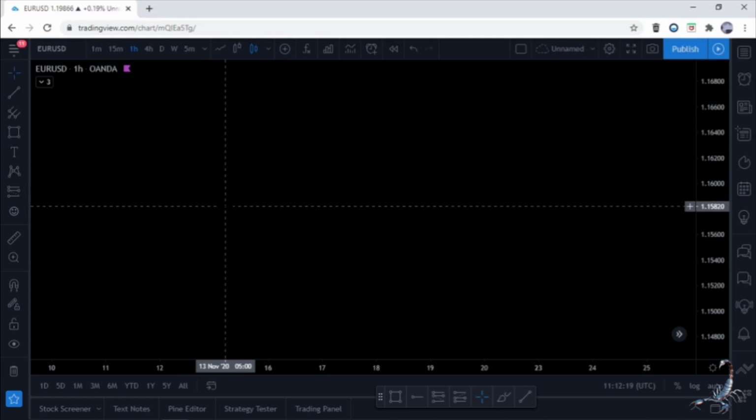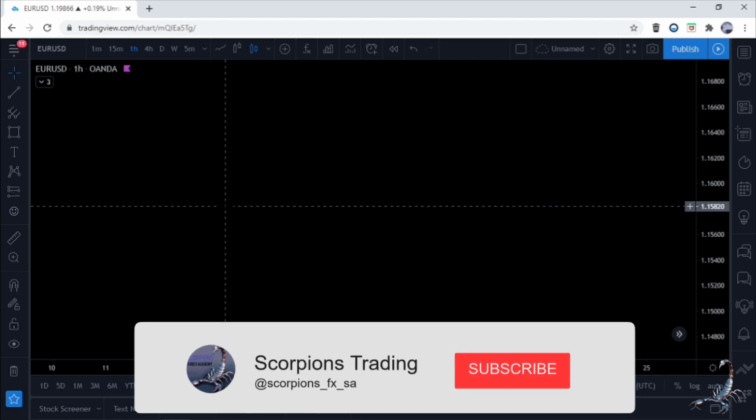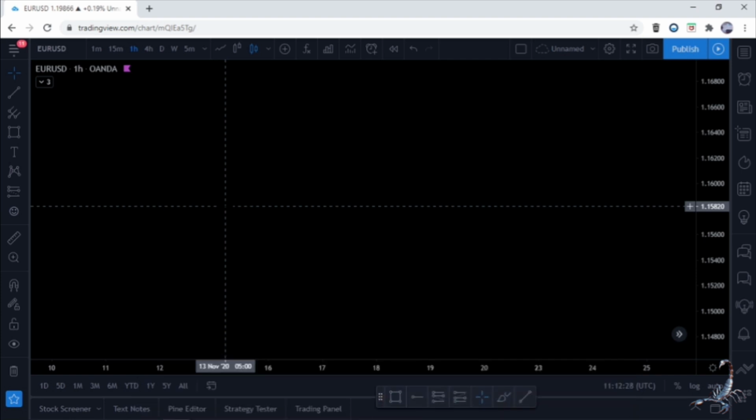I think the single most important thing to know in the forex market is you have to know who moves the market. The only way you can be profitable is if you're trading with the institutions that move price. There's two ways to do this.